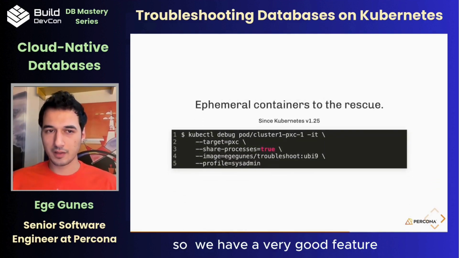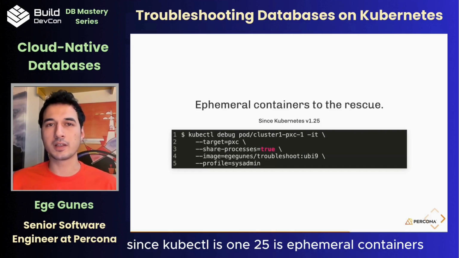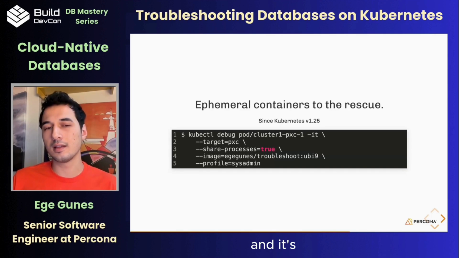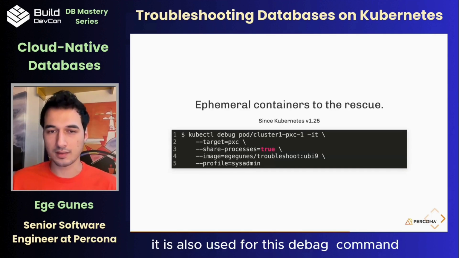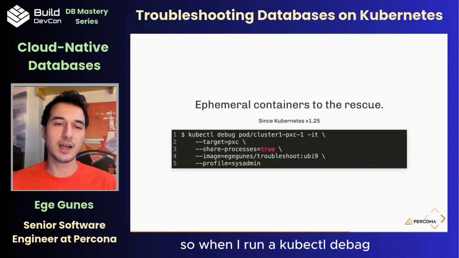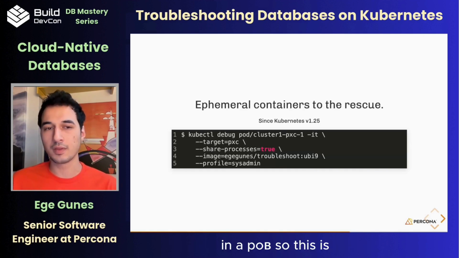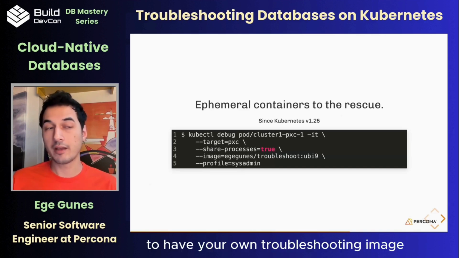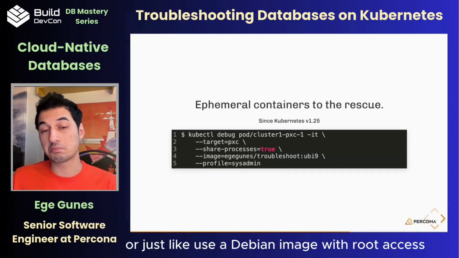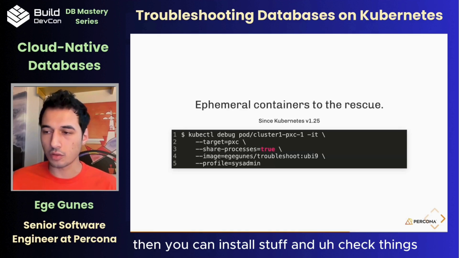We have a very good feature since Kubernetes 1.25, ephemeral containers, and it is also used for the debug command. When I run a kubectl debug, it attaches an ephemeral container in a pod. This is very useful to have your own troubleshooting image or just use a Debian image with root access. Then you can install stuff and check things.